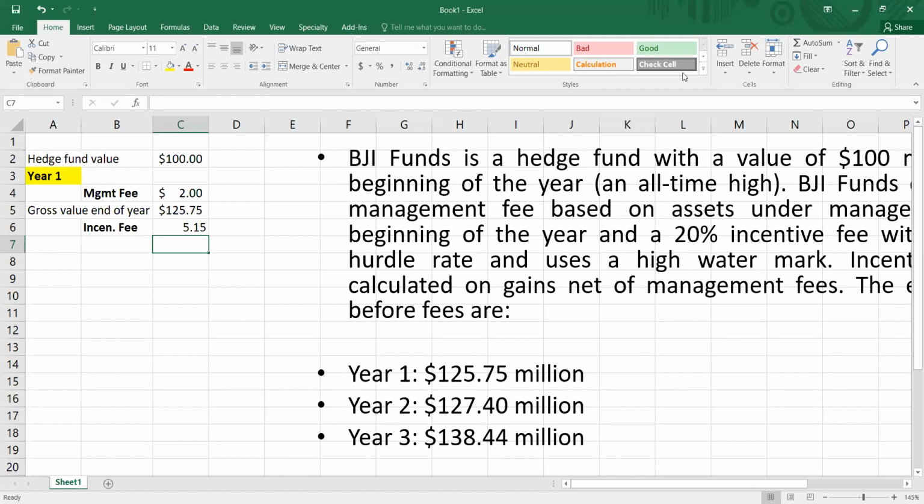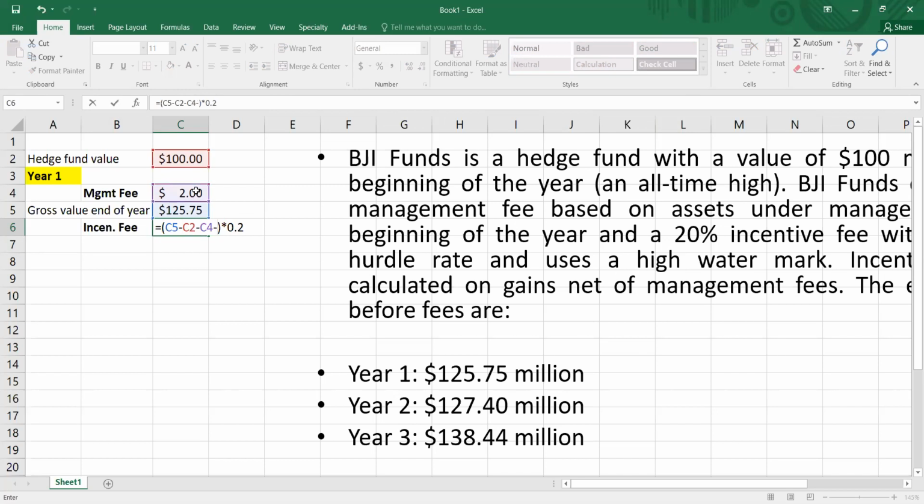The second condition that I underlined here was net of management fees, which means that you should consider the management fee as well in here. The management fee should be considered as well, which means that we should subtract the management fee.